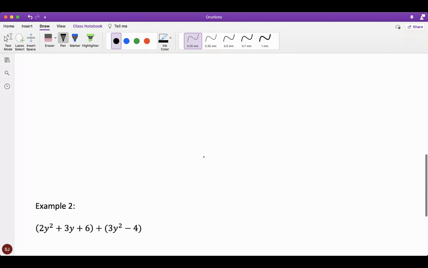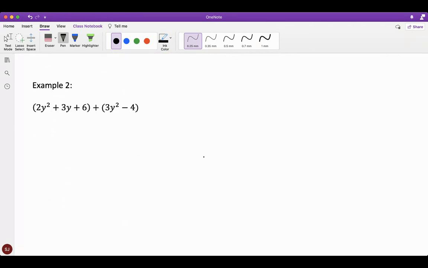Let's go ahead and take a look at another example here. Now we have the variable y, but don't let the different types of variables scare you. All we're looking for again is the like terms. So here is our first polynomial and our second polynomial. Let's start with this one. First you look to see, is there something that's like this y squared on the other side? Yep, right here. So these two go together.